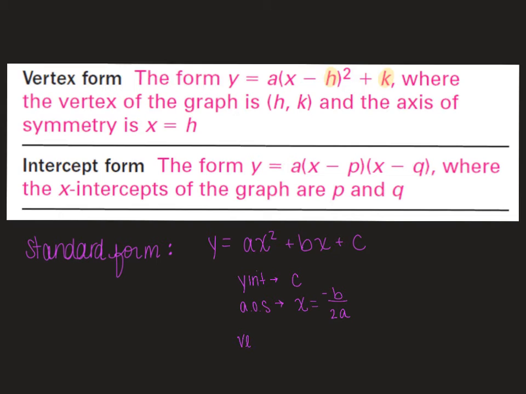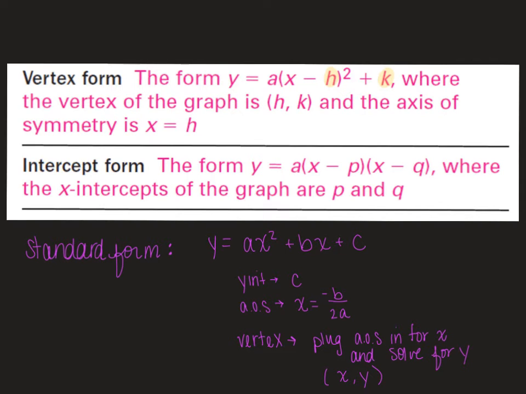Now for your vertex, we've again talked about this many times: our axis of symmetry and our vertex share the same x value. So what you need to do is plug the axis of symmetry in for x and solve for y. When we do that, you'll get an xy point, and that's going to be your vertex.